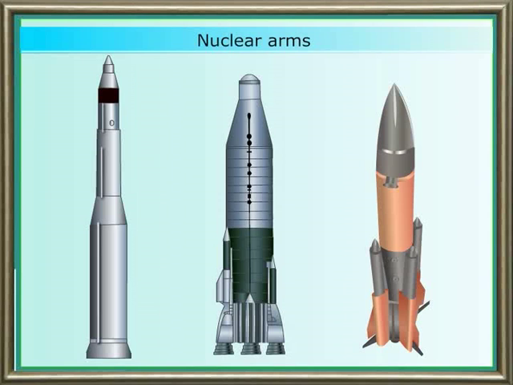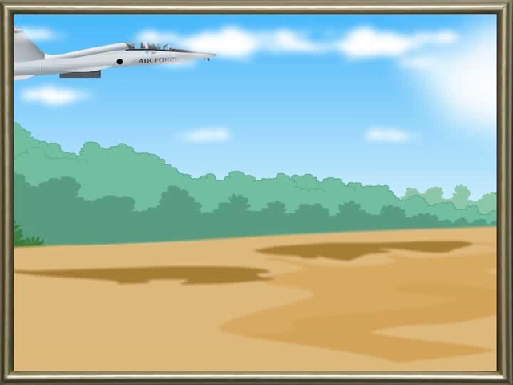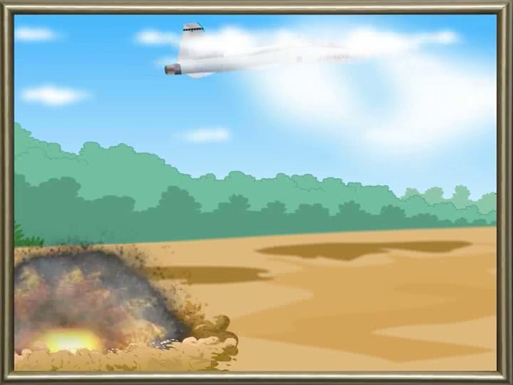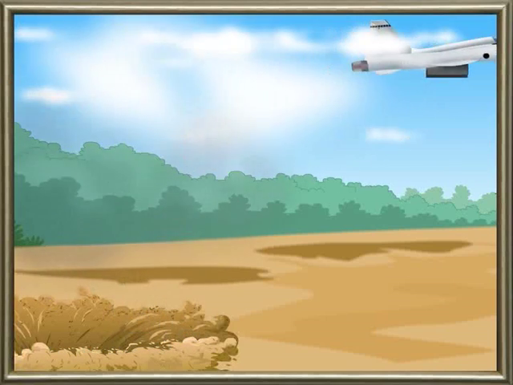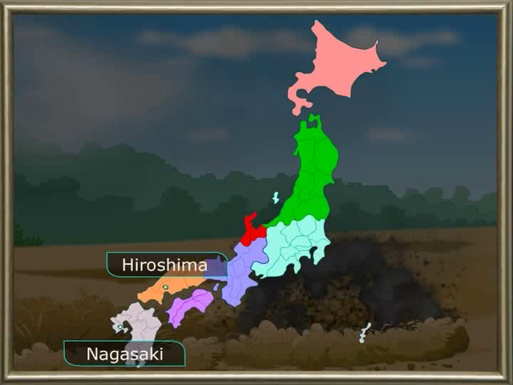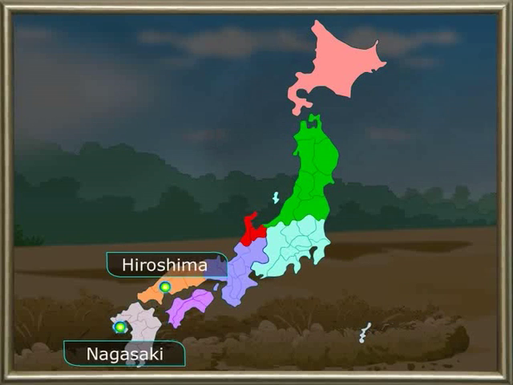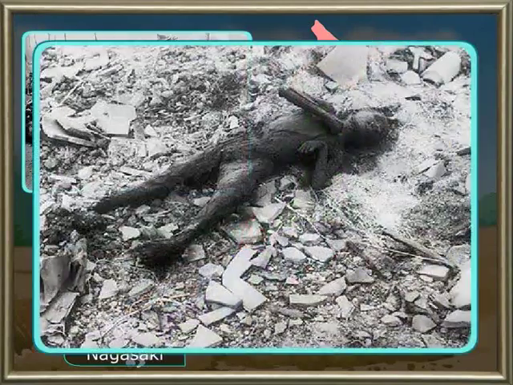Man has produced destructive weapons called nuclear arms like the atom bomb, hydrogen bomb, neutron bomb, etc. These weapons have the power of mass destruction. Such bombs were used on two cities of Japan, that is Hiroshima and Nagasaki, during World War II, causing death and damage to a huge population.